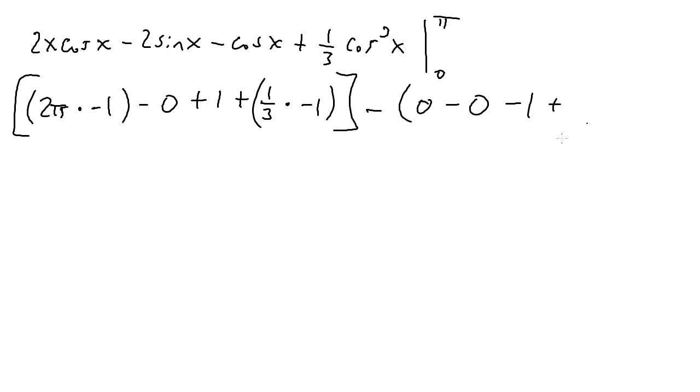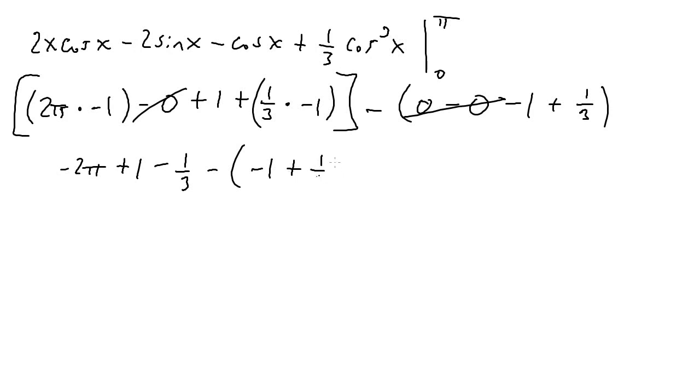So cosine of 0 is 1, 1 cubed is 1, and 1/3 times 1 is 1/3. So then when I simplify, 2 pi times negative 1 is negative 2 pi. We have minus 0 that'll cancel, plus 1, and then minus 1/3. So I put minus 1/3 here. And then we have minus 0 minus 0 will cancel. So then we have negative 1 and then plus 1/3.